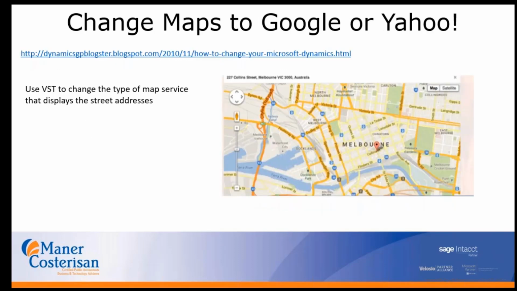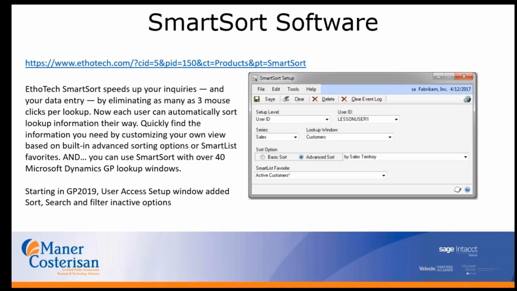For those of us that like to play around in GP and look at where a vendor could be located or a customer's located, you can change your maps to use Google or Yahoo. It's a Visual Studio change to change the type of map service. So it's a real easy process to change it, but you can change it to Google or Yahoo or anything other than what the canned Microsoft one is.